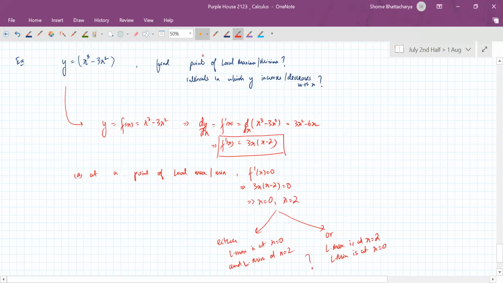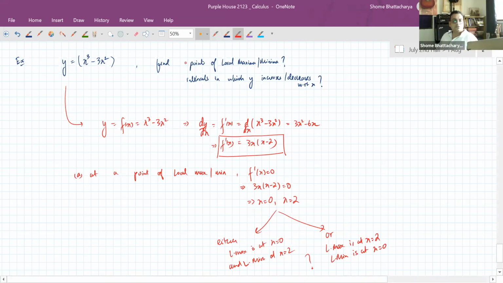Okay. So for that, we'll talk about the intervals. Note this down first and then try to work out this part, the intervals in which y is increasing or decreasing. So that will make it clear which one of these two is happening. Is the function having maxima at 0 and then minima at 2, or is it having minima at 2 and then maxima at 0?